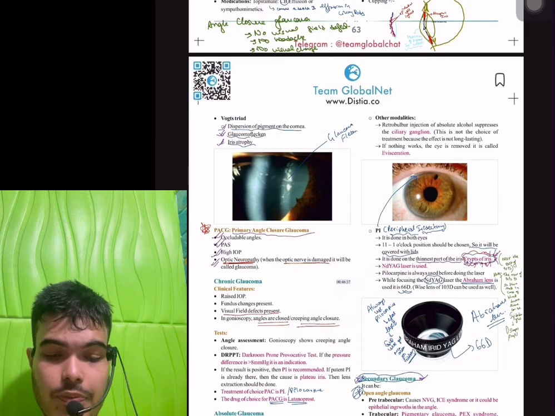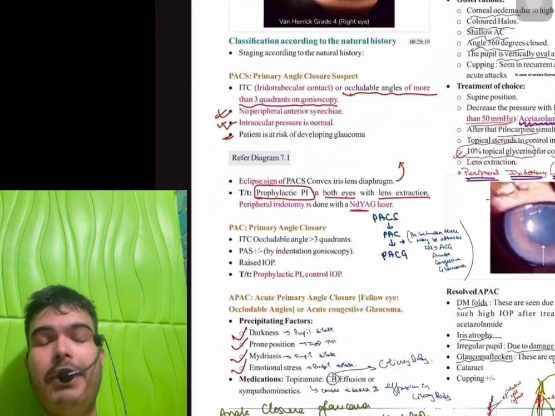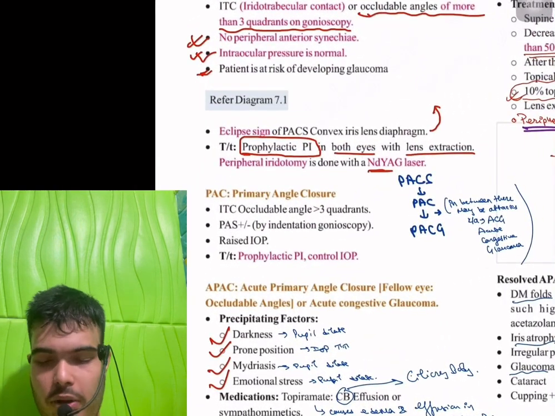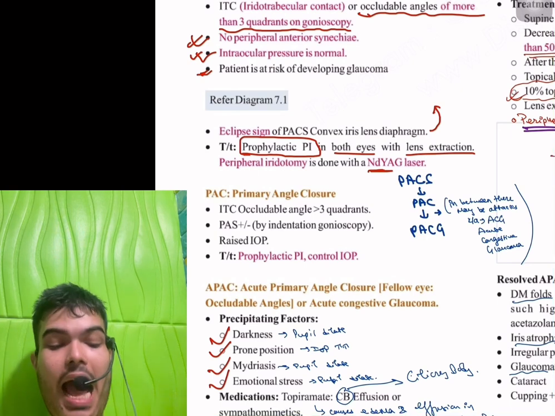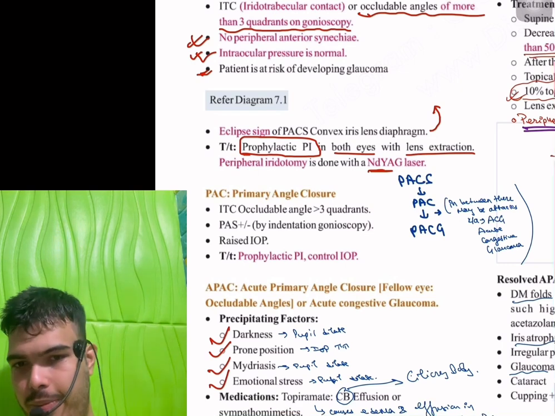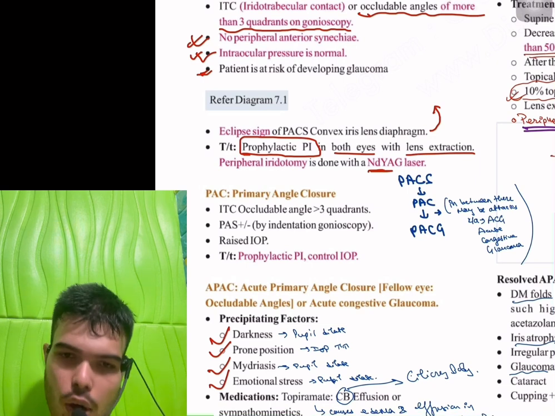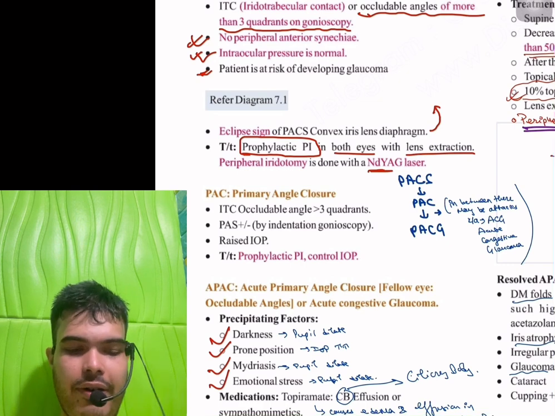Okay, now let's talk about the primary angle closure. So what happens in the primary angle closure? In the primary angle closure, the occludable angle is more than 3 quadrants. Peripheral anterior synechiae may be present or absent, but IOP is raised. So go for a prophylactic iridotomy and control the IOP with certain drugs like timolol, betaxolol, levobunolol, or you can give better drugs, right? Prostaglandin analogs can actually be given, right?